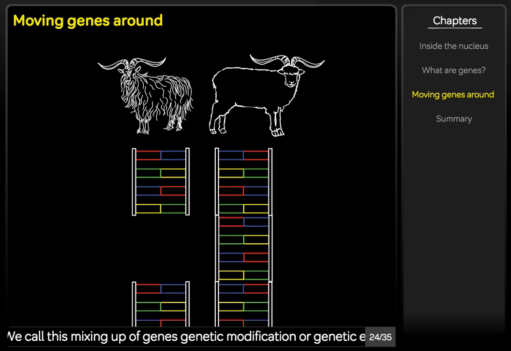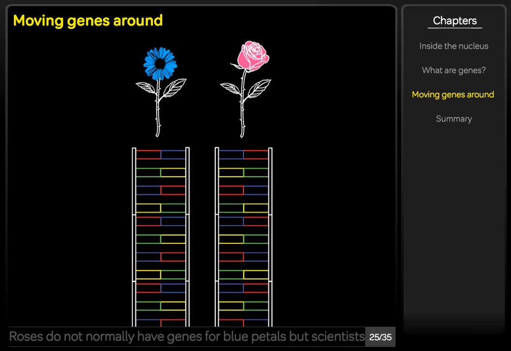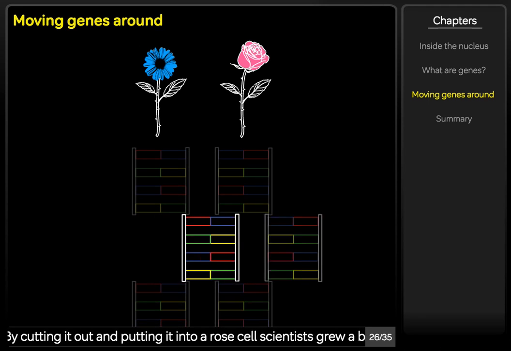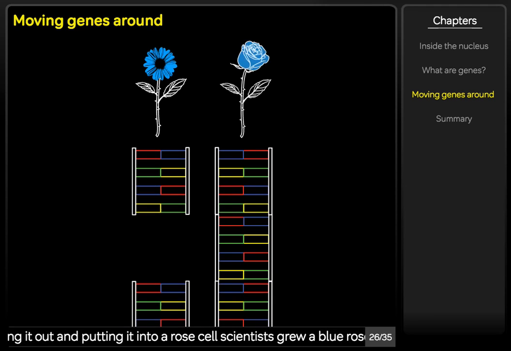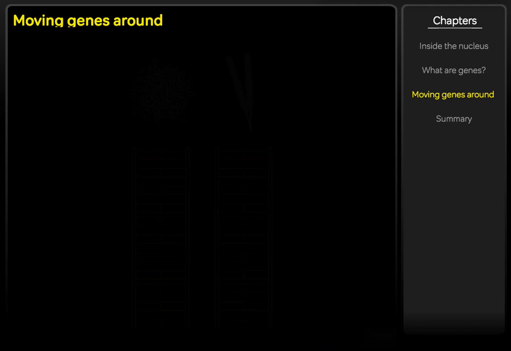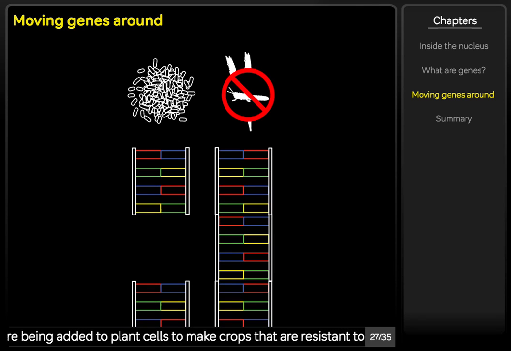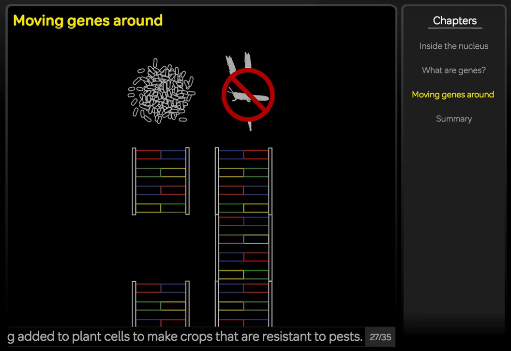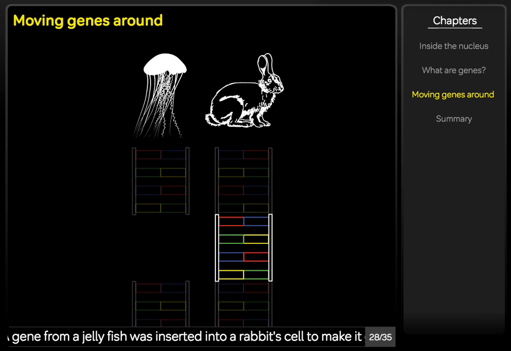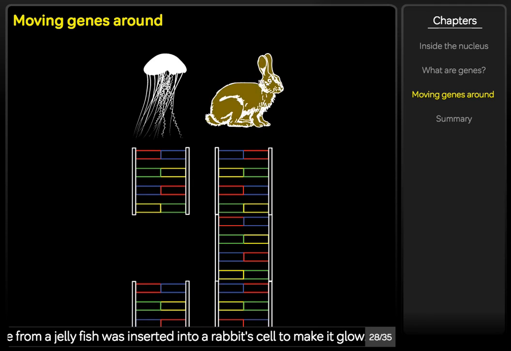We call this mixing up of genes genetic modification, or genetic engineering. Roses do not normally have genes for blue petals, but scientists found the gene for blue petals in a blue flower. By cutting it out and putting it into a rose cell, scientists grew a blue rose. Genes from bacteria are being added to plant cells to make crops that are resistant to pests. A gene from a jellyfish was inserted into a rabbit cell to make it glow.